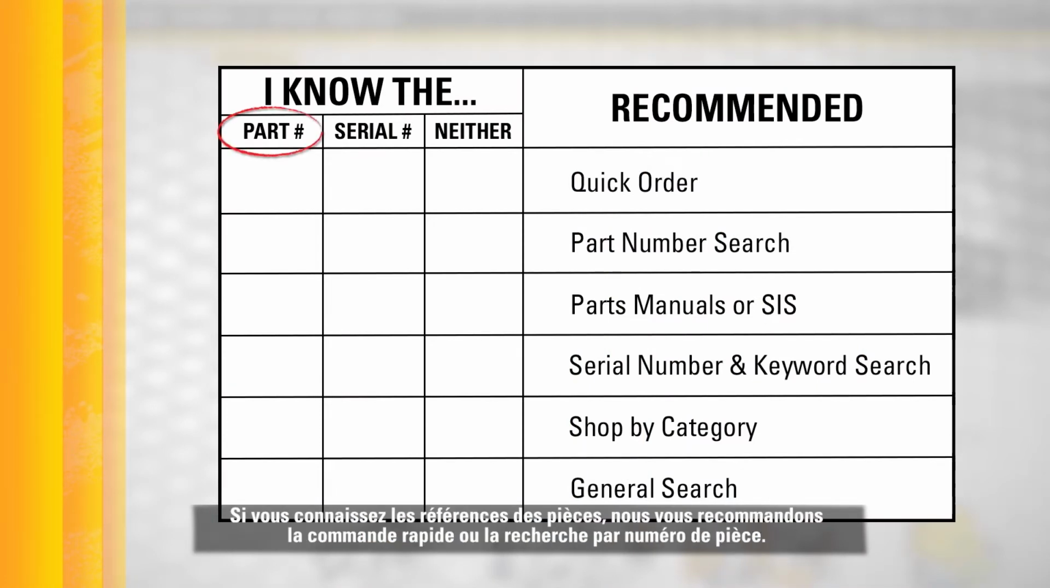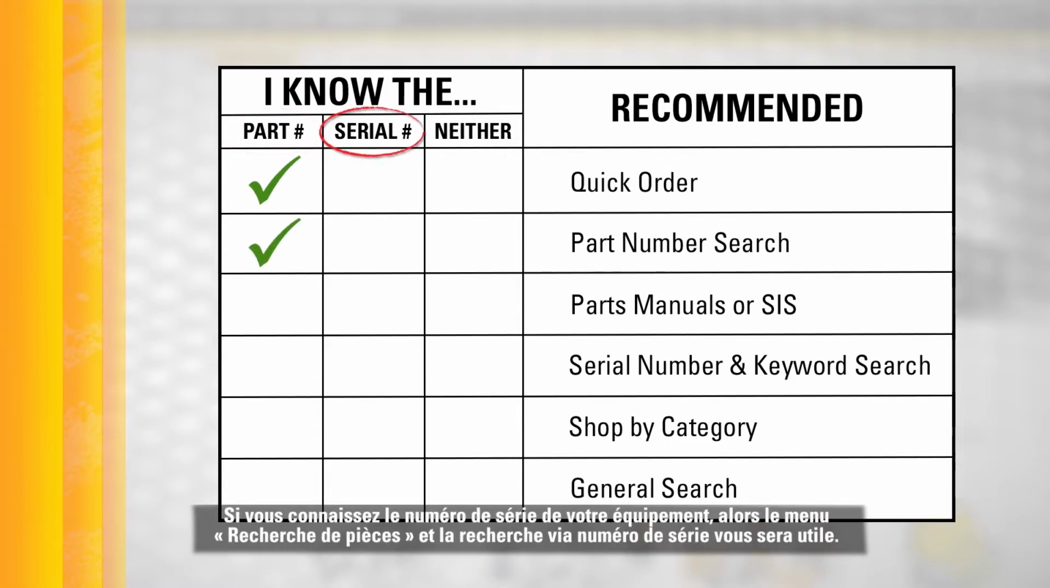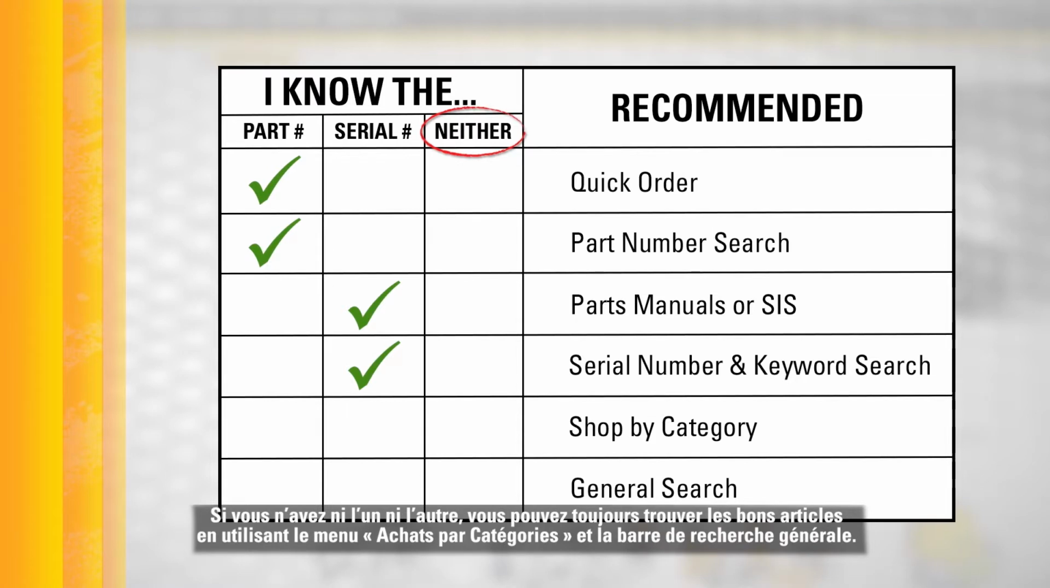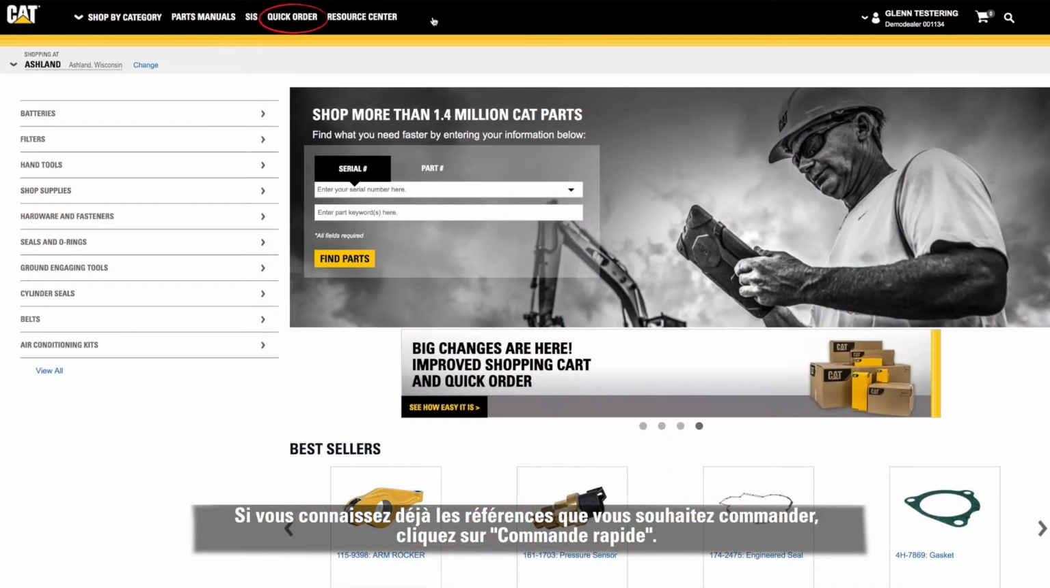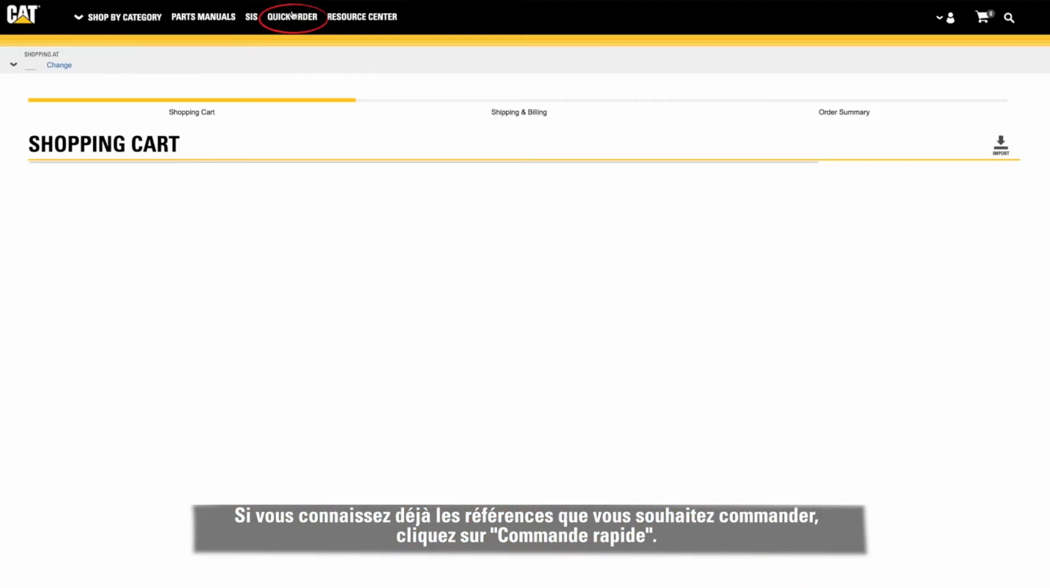If you know the parts numbers, we recommend Quick Order or Part Number Search. If you know your equipment serial number, then Parts Manuals and Serial Number Search will be the most helpful. If you have neither of those, you can still find the right items using Shop by Category and the General Search.